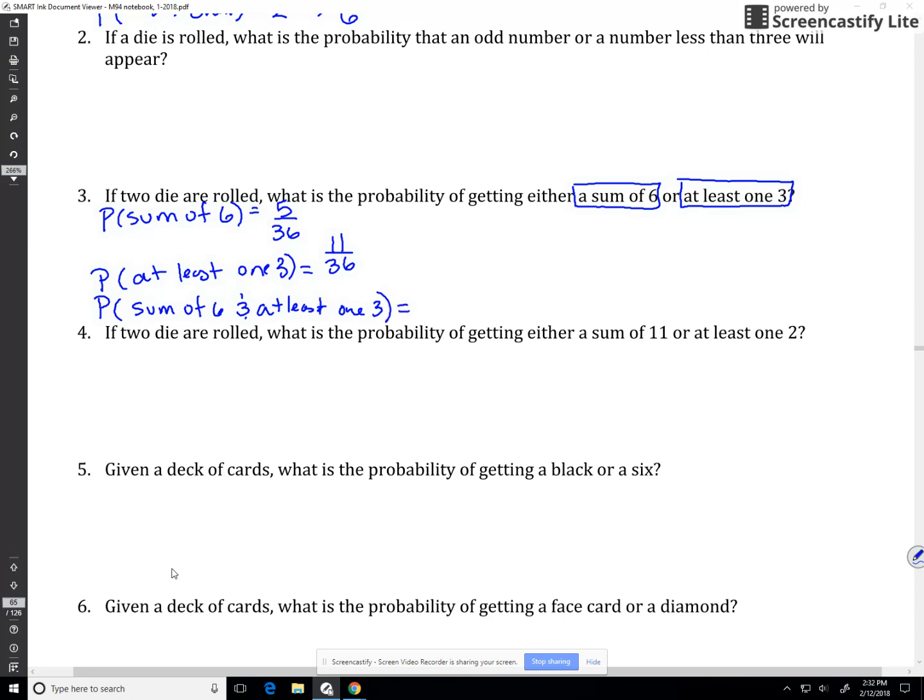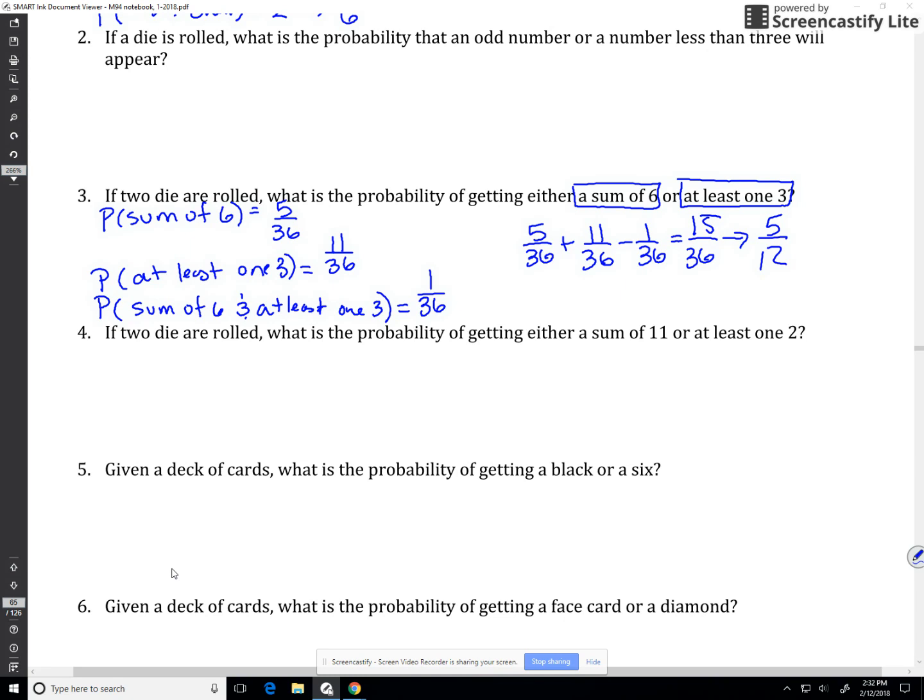Well, in order to get a sum of 6 and a 3, there's only one way that can happen, and that is a 3, 3. And so that comes from 1 out of 36. So again, if I write this out, I've got 5 out of 36 plus 11 out of 36 minus 1 out of 36, giving us 15 out of 36, which reduces to 5/12. So the probability that I either get a sum of 6 or at least 1 3 is 5/12.